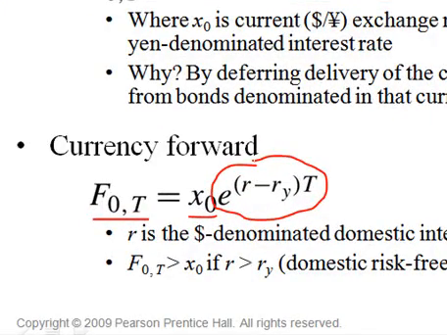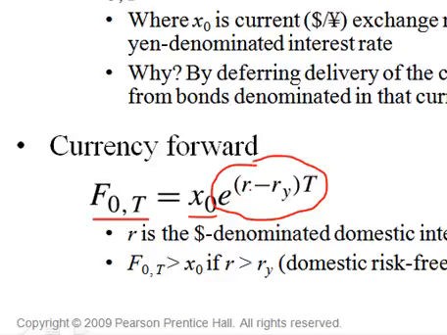If that term is greater than 1, then you're going to have a forward premium. The forward price will be greater. If that term is less than 1, then you're going to have a forward discount. So how do I know whether that will be greater than 1 or not? Well, I'm assuming that t, the time to expiration, is some positive quantity.